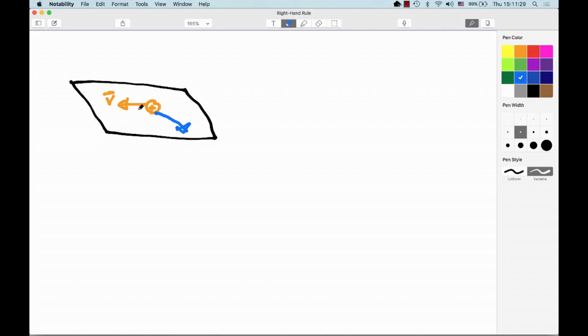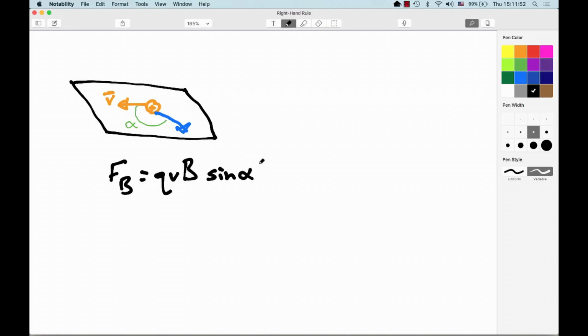So for us to get the magnitude of the force, this here would be our angle alpha. And we would say that the magnetic force in magnitude would be equal to QVB times the sine of alpha. Okay, but when we're trying to do the right-hand rule to find the direction of the magnetic force, you recognize that V and B aren't at a right angle. It's not a big deal.